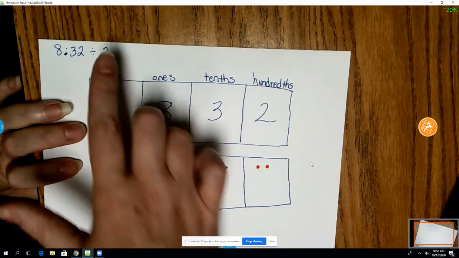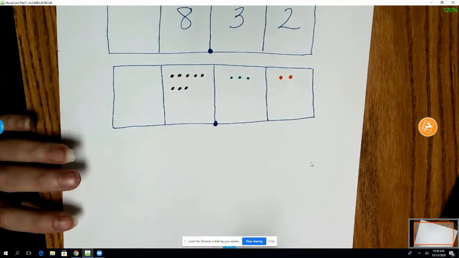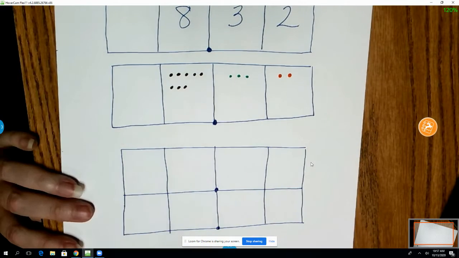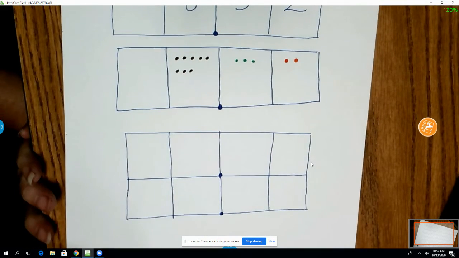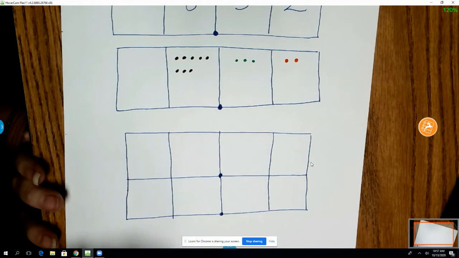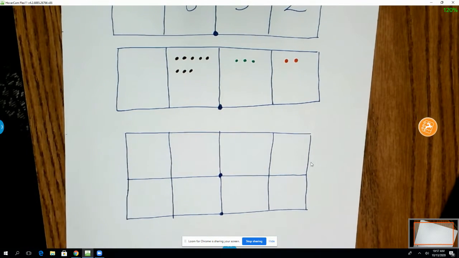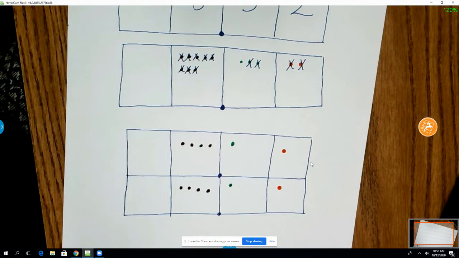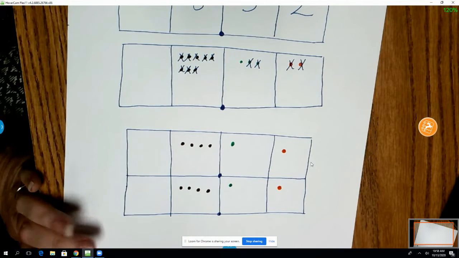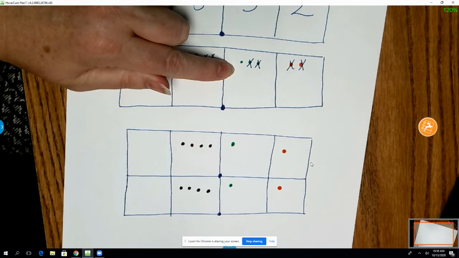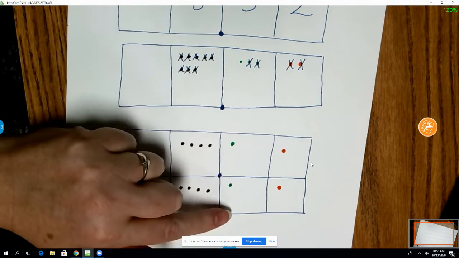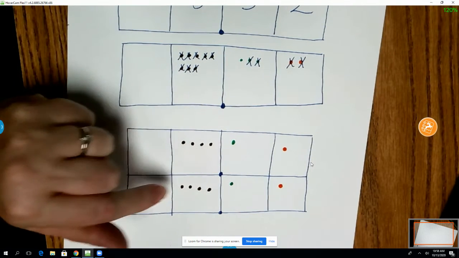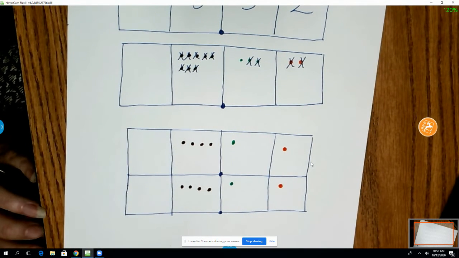I'm dividing by 2, so I need 2 groups to divide them in. Pause this video and I want you to try dividing them into the 2 groups. Remember, each group needs to have the same amount. Now I've divided everything that I can, but I notice that I still have a tenth that has not been divided. I can't put it down in one of these because then they will not be equal to each other. And when we're dividing, they must be equal to each other.